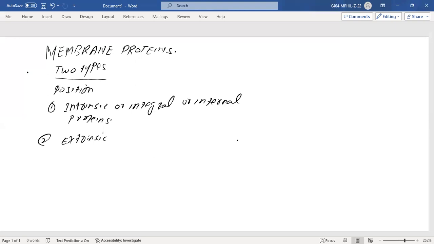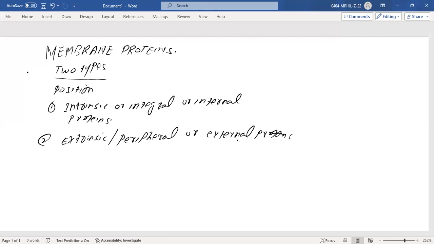Anyway, peripheral or external proteins. So mainly these two types are used. And then we can understand by studying some key points, or you can say the key concepts, in both of these types.